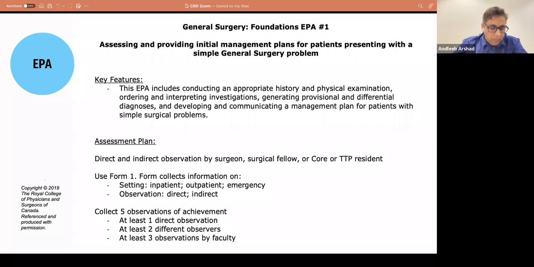Now, the very good thing about when they developed EPAs is that before they go into the details and the milestones, they first give you how to actually assess this EPA, right? So first they will give you the assessment plan for each EPA, and then they would go into the milestones which are related to this EPA.